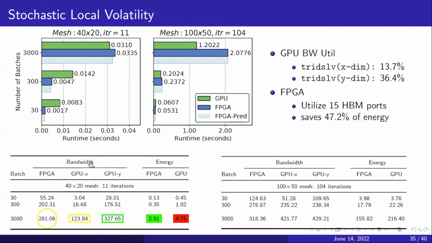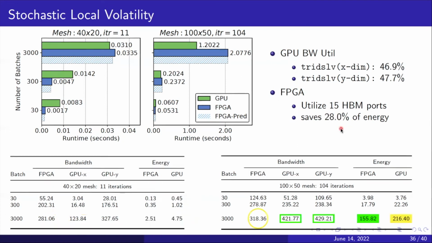When it comes to bandwidth and energy consumption for the smaller mesh, FPGA reaches around 281 gigabytes per second, and GPU's H-solve bandwidth remains low, around 123 gigabytes per second, but Y-solve reaches a good bandwidth of 327 gigabytes per second. And when it comes to energy, FPGA saves over 47.2% of energy consumed by GPU.